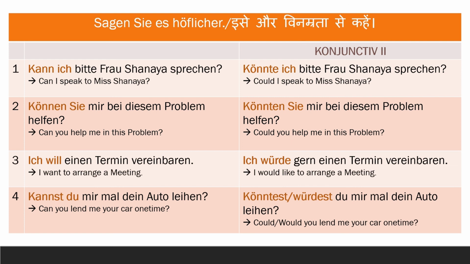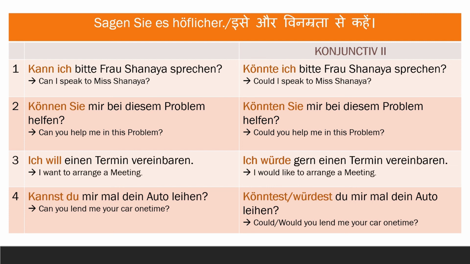"Könnte ich." And then second example, "Können Sie mir bei diesem Problem helfen?" Can you help me with this problem? Can you help me solve this problem? Yes. "Könnten Sie mir bei diesem Problem helfen?" So the Konjunktiv will be, "Könnten Sie mir bei diesem Problem helfen?" Could you help me with this problem?